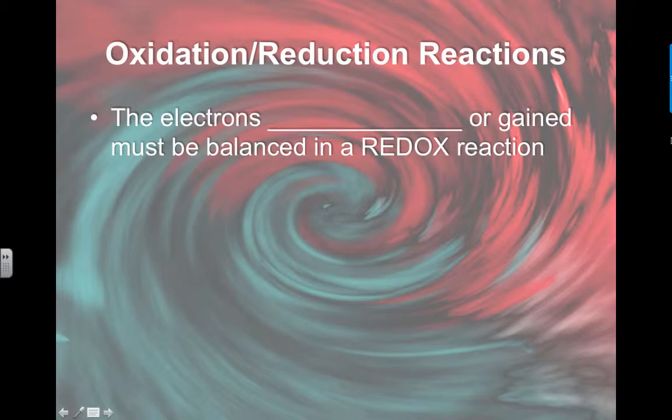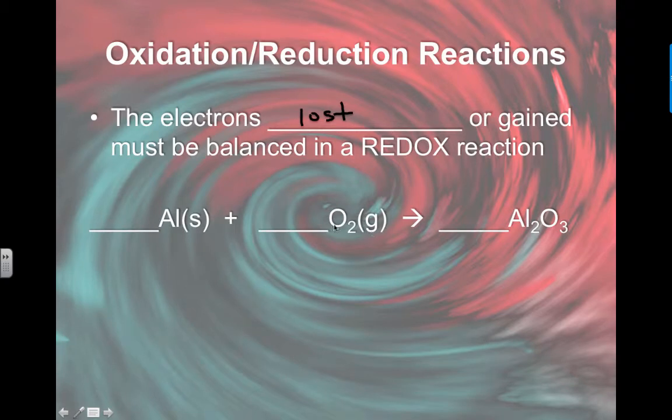But not only do we have to balance the atoms, we also have to balance the electrons that have been lost with the electrons that were gained. You can't lose electrons into nowhere. They have to have a place to go. So let's take care of the oxygens. To balance the oxygen, I have 2 and 3. So let's make that equal to 6 oxygens on either side. And that gives me 4 aluminums to balance the equation.